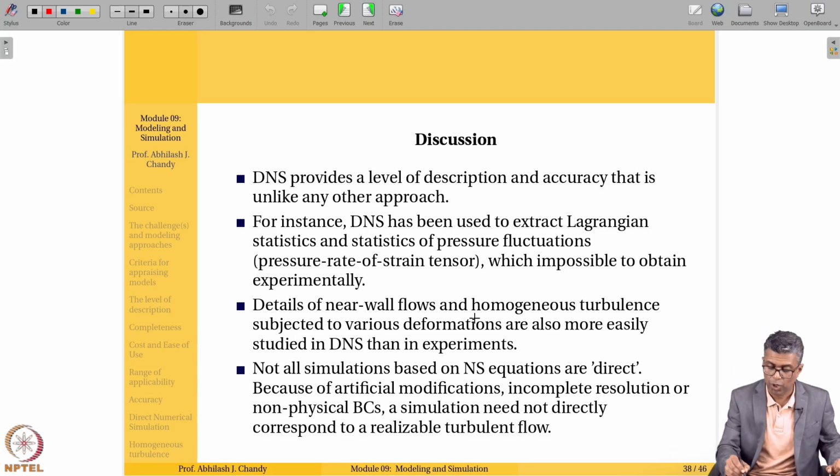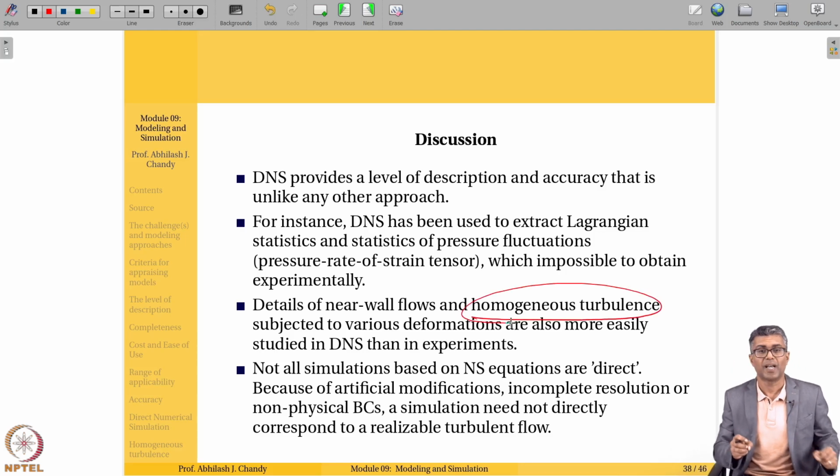and I'm only talking about homogeneous turbulence, because I know that homogeneous turbulence is a relatively simple problem to do in terms of it's simply solving the Navier-Stokes equations, using the spectral methods which are the most accurate, and it is resolving all the way down to the Kolmogorov scale. So in that sense, all kinds of information, like for example various deformations and details related to near wall flows, all of that is easily obtainable in DNS, even compared to experiments.